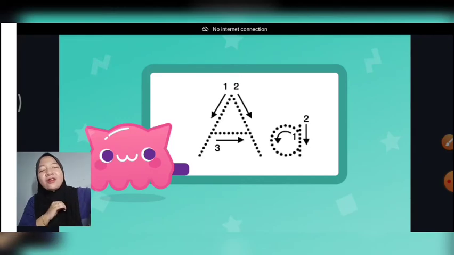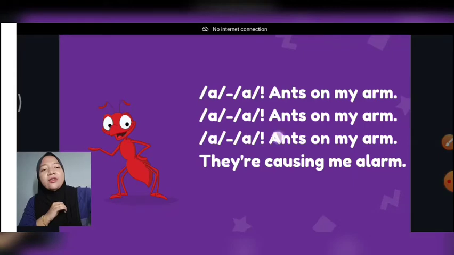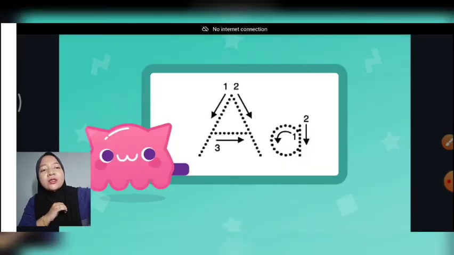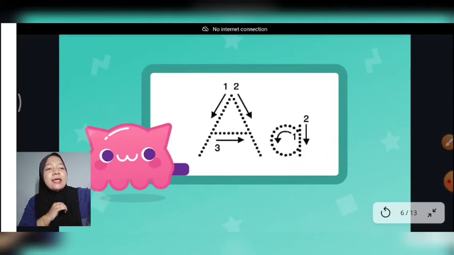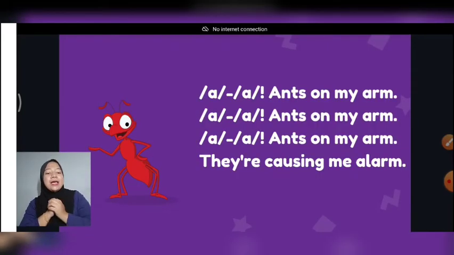Okay, this is for the capital letter A. Capital letter 1, 2, and 3. Okay, that is for the capital letter. And then for the small letter, we do the circle first. 1 and 2. Simple, right? 1 and 2. Okay? So now let us see the song of the letter A.